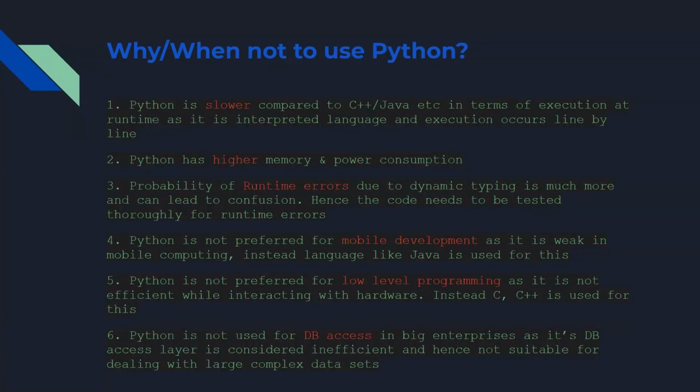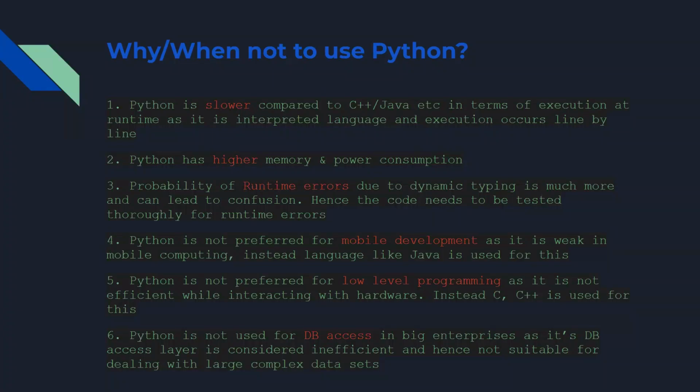Okay, so now coming to the fourth point, Python is not preferred for mobile development as it is weak in mobile computing. Instead, languages like Java are more suitable. So this is also one of the drawbacks. That's why you won't see much mobile development happening in Python. It has certain limitations with mobile computing.